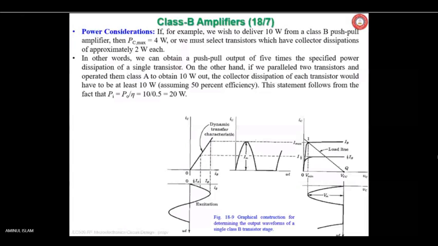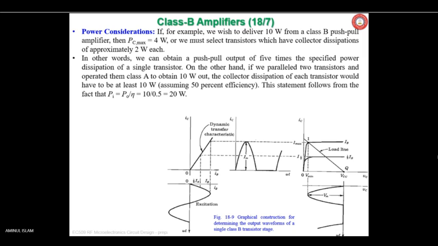If, for example, we wish to deliver 10 watt from a class B push-pull amplifier, then PC max equals 4 watt. So we must select transistors which have collector dissipations of approximately 2 watt each. In other words, we can obtain a push-pull output of 5 times the specified power dissipation of a single transistor.